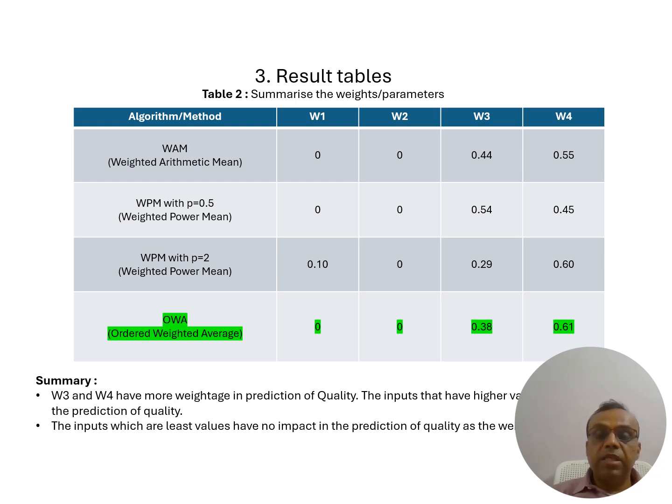This table summarizes the weights. Since I selected OWA, which has the least error, the weights for this are highlighted. Ordered weighted average gives more weight to the higher input variables than the low inputs. That's one of the features of OWA. So W3 and W4 have more weightage in the prediction of quality. That is the inference from this table.